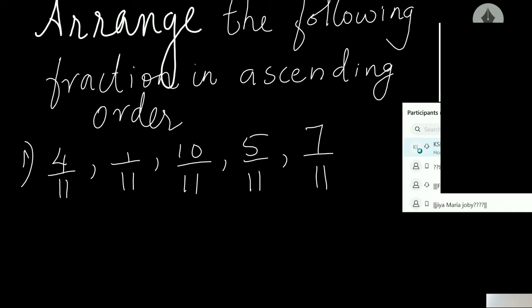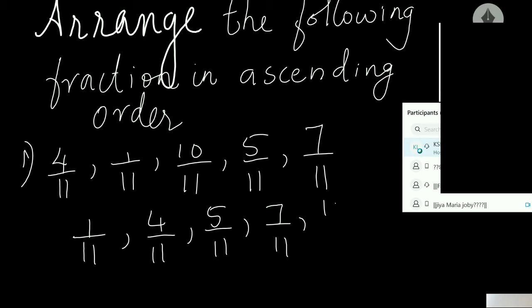These fractions already have the same denominator. So to arrange them in ascending order, we have no problem because the denominators are already the same. We just look at the numerators and arrange them according to the ascending value of the numerators. So here, which will be the smallest fraction? The smallest fraction will be 1 by 11. The second fraction will be 4 by 11. The third fraction will be 5 by 11. Then 7 by 11, and the last fraction would be 10 by 11.